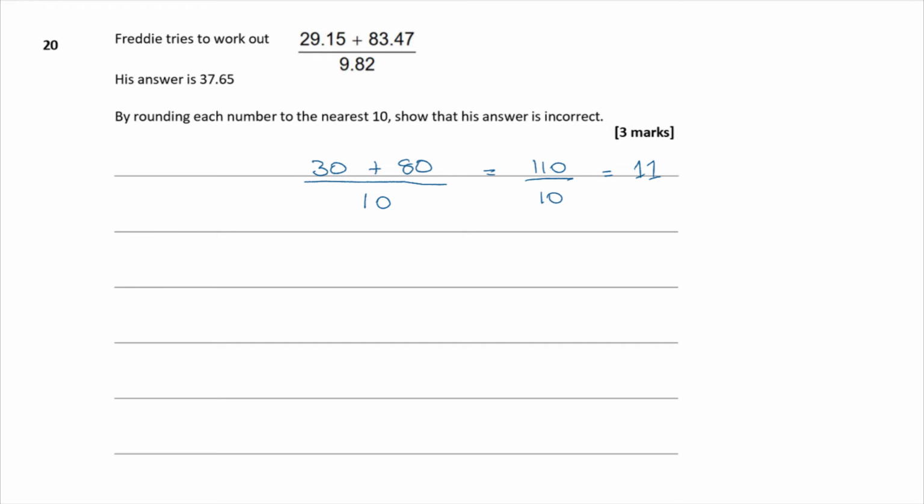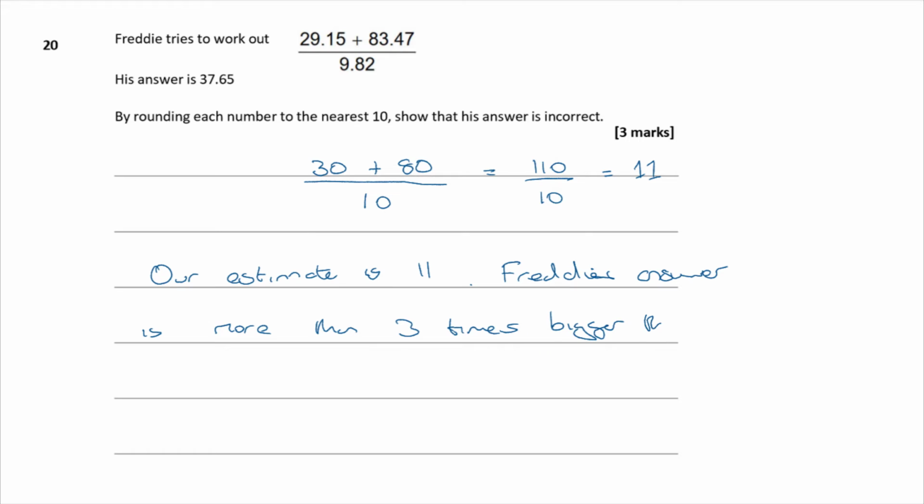So we're going to say our estimate is 11. Freddie's calculation, or Freddie's answer, is more than 3 times bigger than this. Therefore, it cannot be correct.